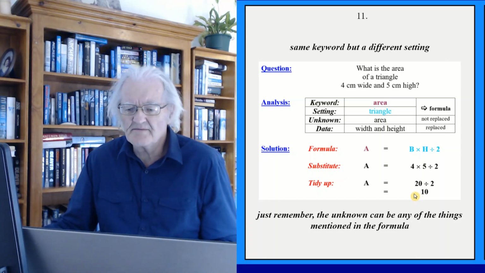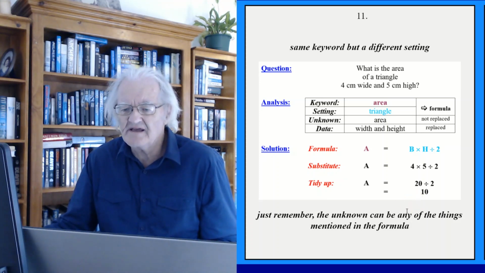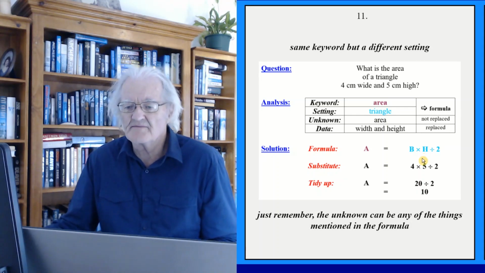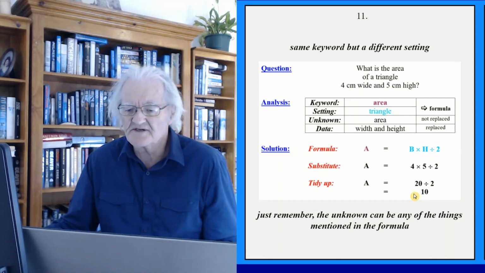But just remember, the unknown can be any of the things in the formula. A related question could ask to find the base width. Another one could ask to find the height. These questions would be based on the same 3 numbers: 4 centimetres wide, 5 centimetres high, and an area of 10 square centimetres.